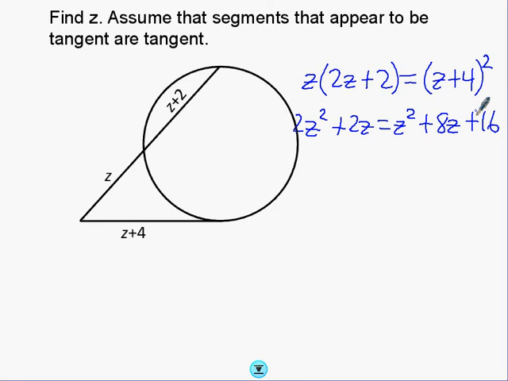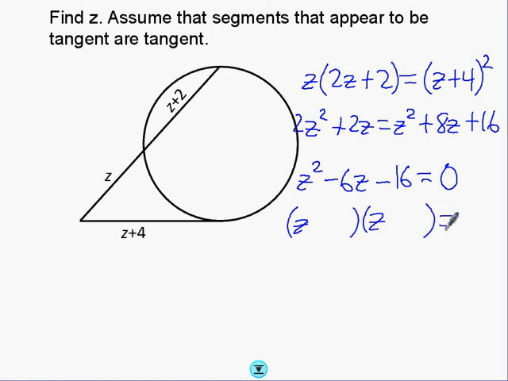Okay, in this situation, I've got a quadratic. I want to actually move everything to the left side. So I'm going to subtract z squared from both sides. And then I'm going to subtract 8z from both sides. And then I'm going to subtract 16 from both sides. Okay, to solve a quadratic in this situation, we're going to have to factor. The first terms are obviously z. I need two terms that multiply to negative 16. One's going to be positive, one's going to be negative, and they have to be 6 apart. So I know that z has to be negative 2 or positive 8. And in this situation, you cannot have a linear distance that's negative. So z equals 8.